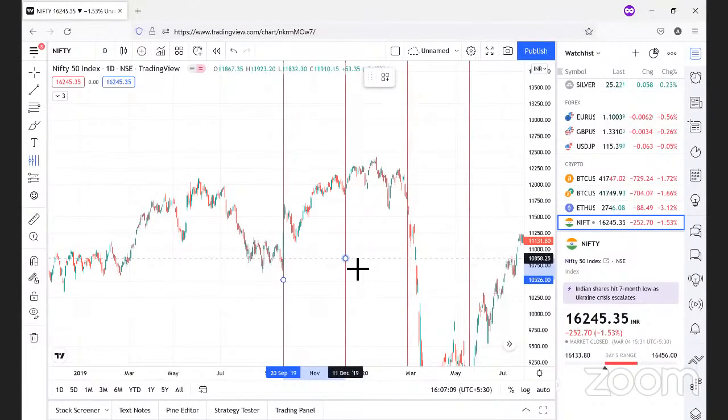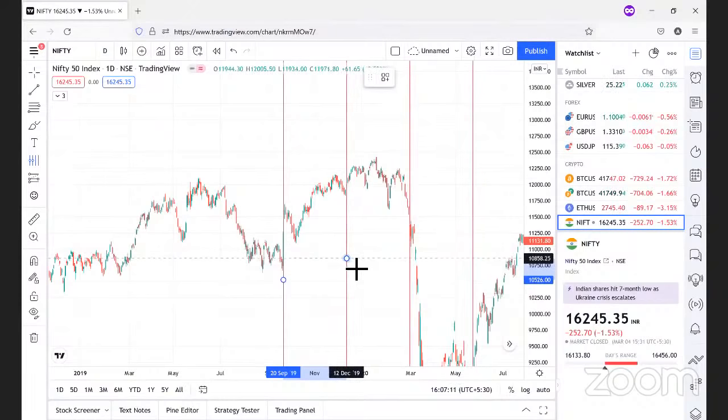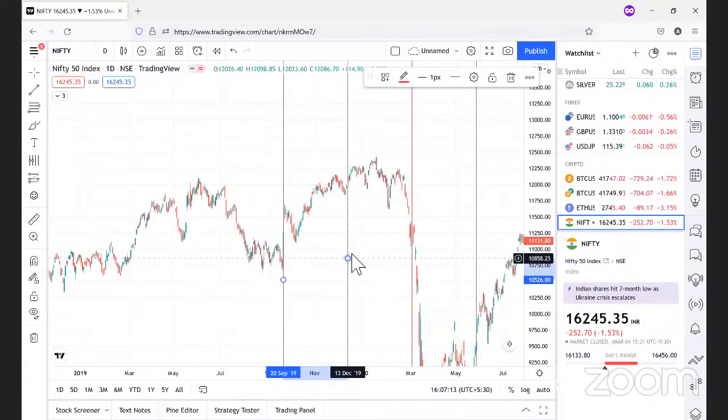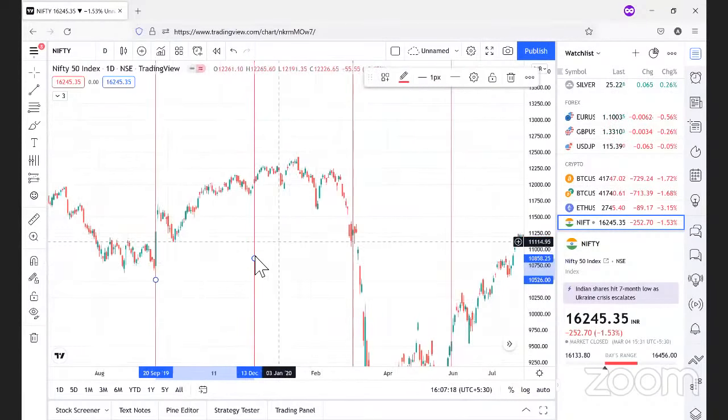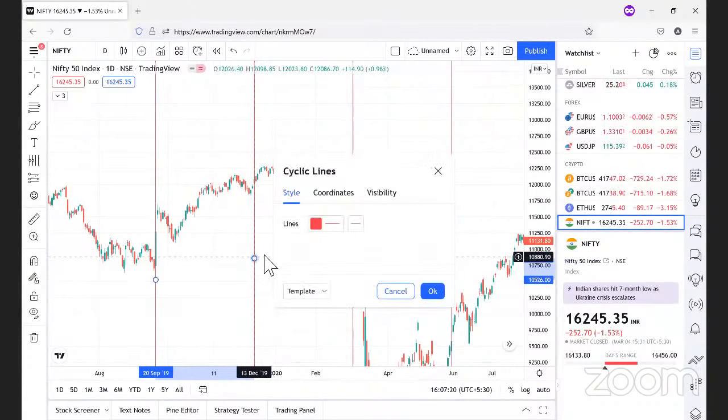So I'm going to plot that. Okay, I'm just trying to adjust it. इससे थोड़ा सा कम था. Let me just edit that. And we will have a 55-day cycle very clearly.